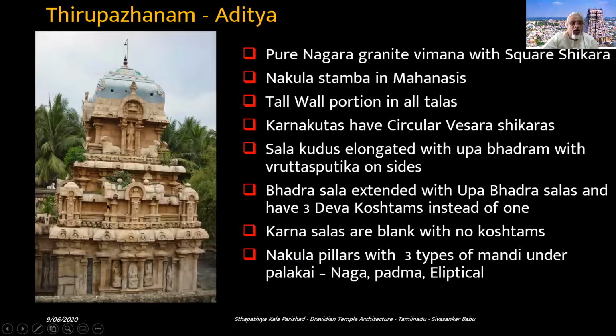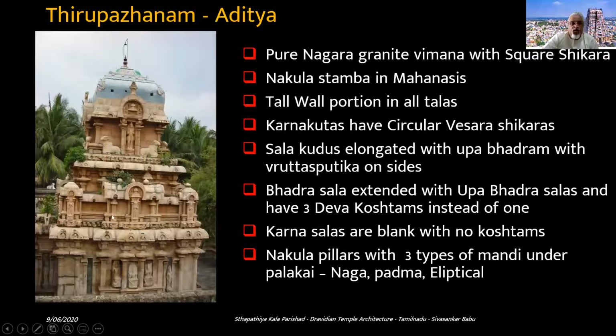The wall portions are very tall. Like you can see from the earlier one, which used to be like this, now it is extended. The Sala Kudus, instead of being a simple one, are now stretched with a Mahanasi, and with the stretch we have two additional members with Rasputika coming in. Coming to the bottom, there are more innovations. The Karnakudas are having circular tops, circular shikaras instead of the traditional square shikaras.